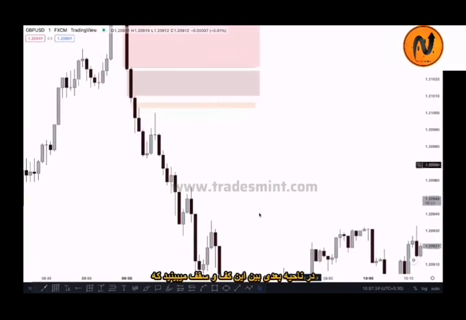On the next point, you can see here, this candle's high, this candle's low, and the next candle's high, and this is an imbalance.